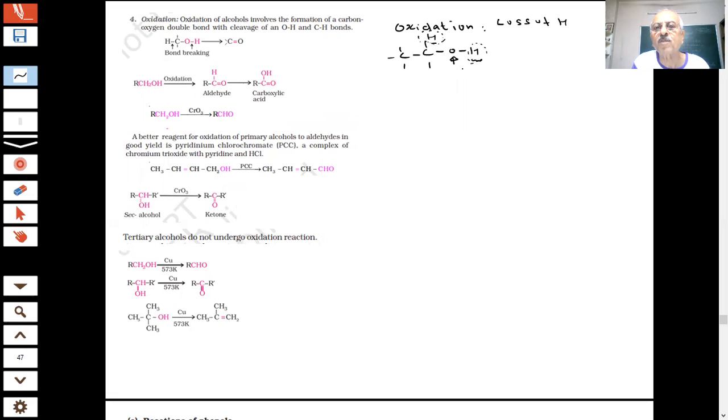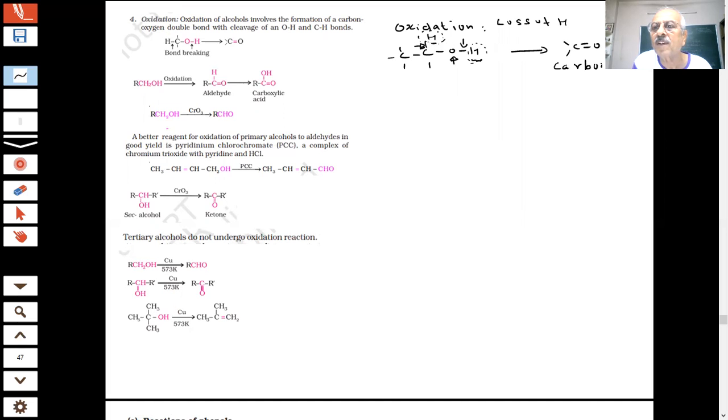If this is lost, students, what is the result of this? What will be the result of this? This bond has to break, and this bond has to break. This hydrogen means this bond should break and this should break. These two hydrogens will go, then what will happen? You will get a carbonyl compound.